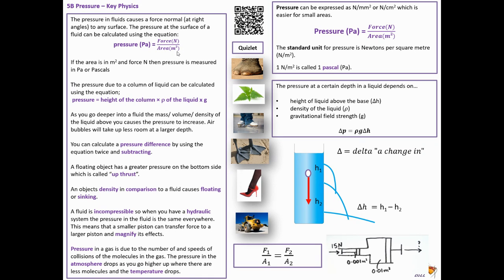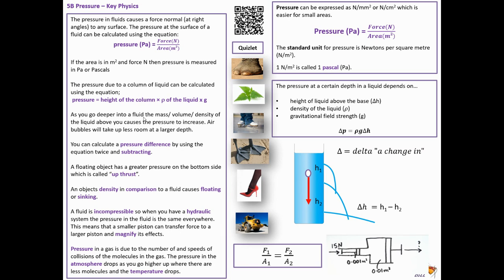The pressure due to a column of liquid can be calculated using the equation pressure is the height of the column in meters times the density of the liquid times gravity. Now, personally, I would always write rho g h because it's much easier to remember, or rho g delta h, the change in height. So that's one of the other key formulas.